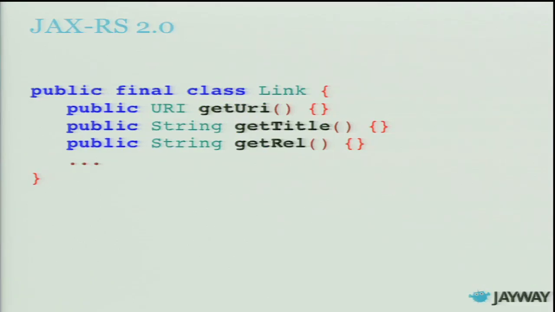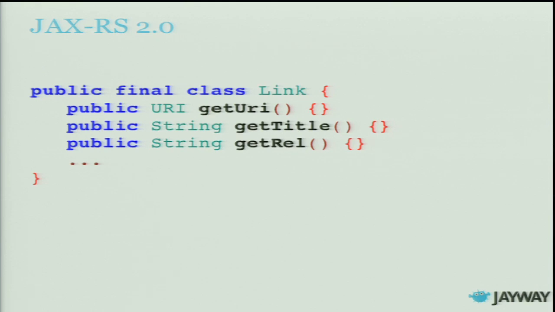So the first thing that happens in JAX-RS 2.0, and we saw that in the keynote yesterday as well, is Hypermedia support, and that is the Link class. You can add links to your resources, and you can add links to your representation. And this is sort of mandatory to have a Hypermedia API, so this is very good.